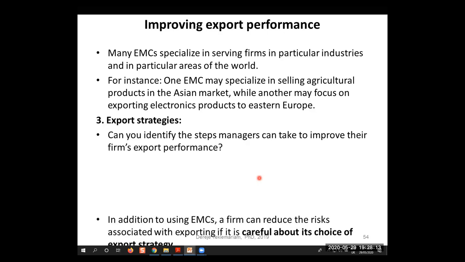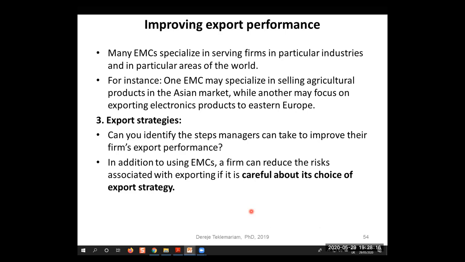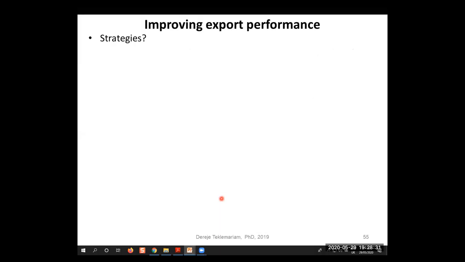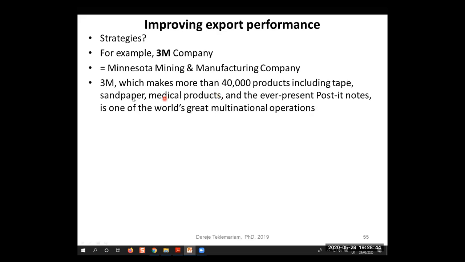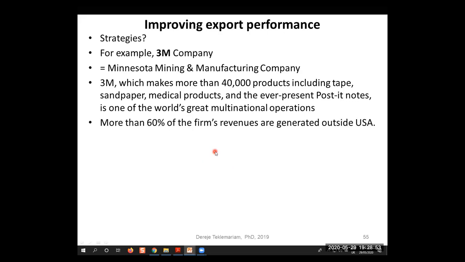Export strategy, like the examples here, is important. Careful choice of the strategy is really very, very important. There are a number of strategies or guidelines that help firms to improve their odds of success, so that will also be documented. Take 3M, the Minnesota Mining and Manufacturing Company. It makes more than 40,000 products, including tapes, papers, and medical products. And more than 60% of 3M's revenue is generated outside of the USA. So that's it.